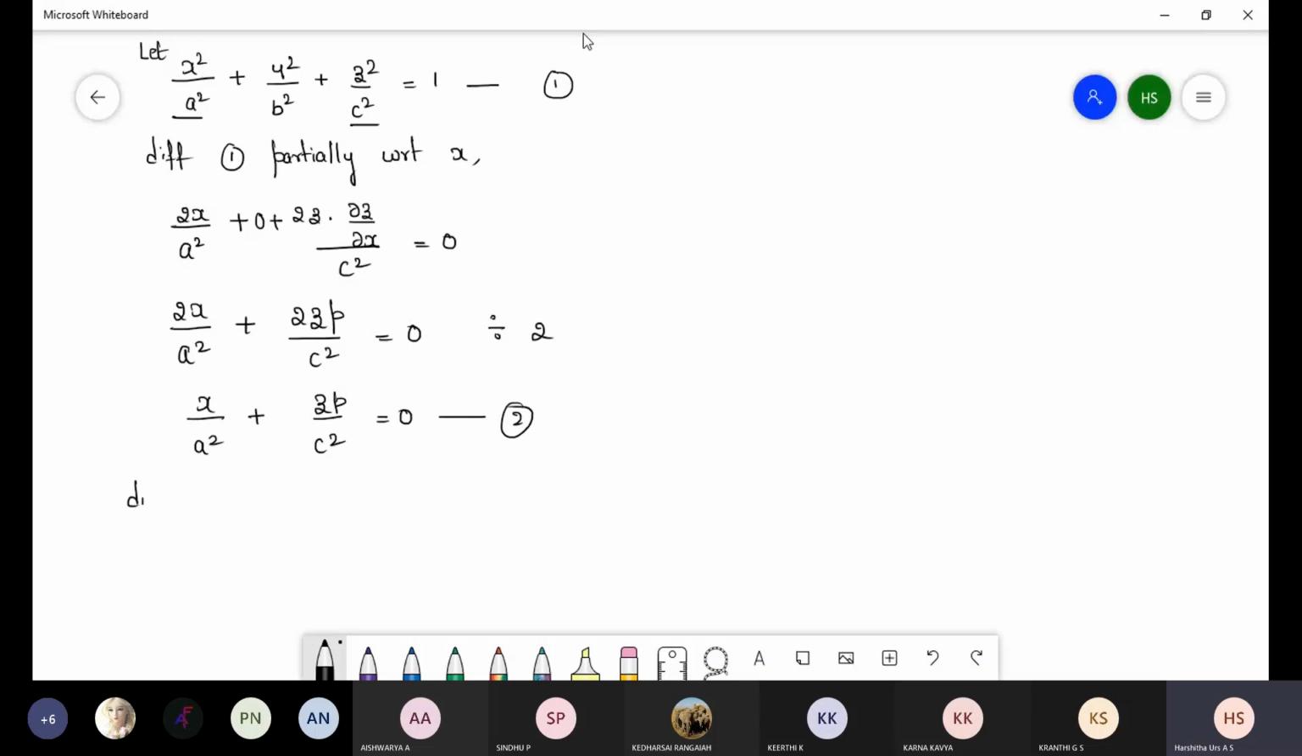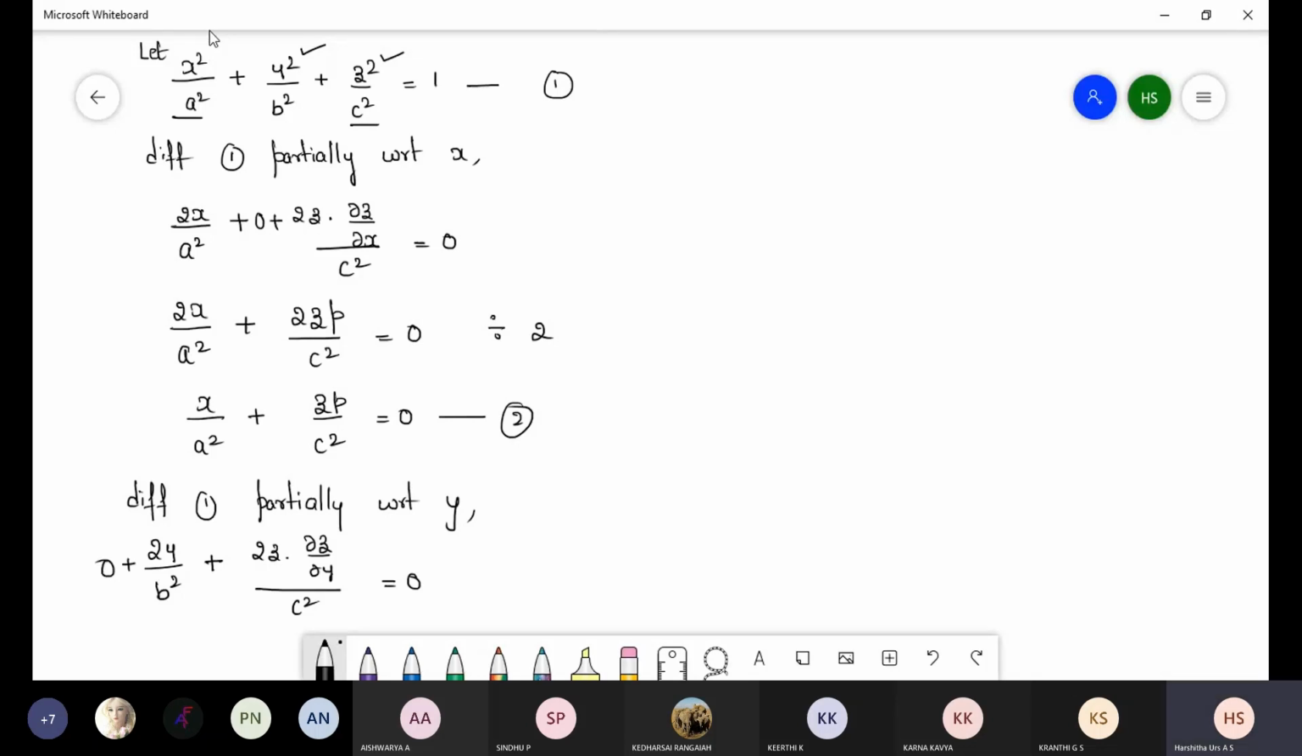Now differentiate equation 1 partially with respect to y. While doing with respect to y, y square by b square and z square by c square we have to consider. So y square differentiation partially means 2y divided by b square, plus differentiation partially of z square is 2z, and z differentiation is dou z by dou y, whole divided by c square, is equal to 0, because x square by a square is a constant term, so we can put 0.